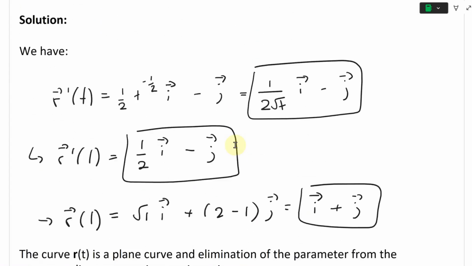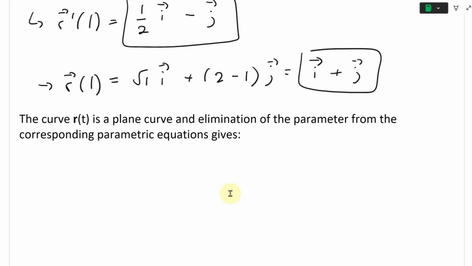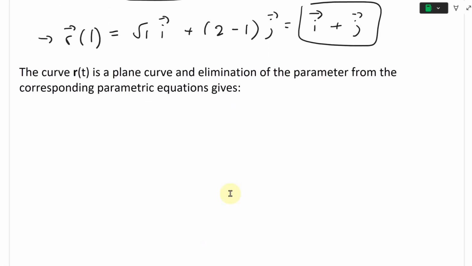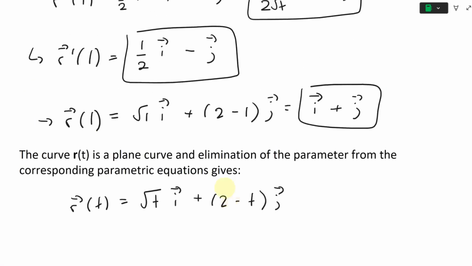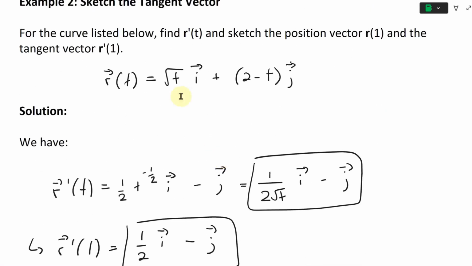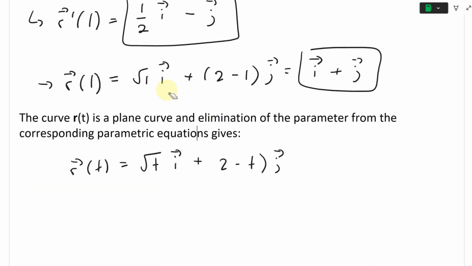So let's get rid of the parameter t, because these are just parametric equations, and then basically we'll have a function in terms of y and x only. So let's write this down. We have r of t, let's write the whole thing out. This is going to be square root t i plus 2 minus t j.